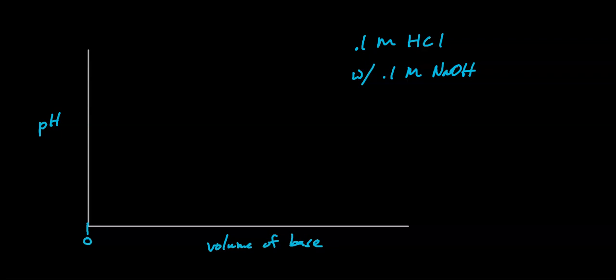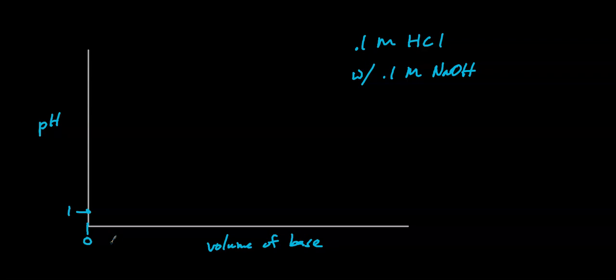Go ahead and calculate that value. So if you have 0.1 molar HCl, the concentration of H+ in that solution is 0.1. A negative log of 0.1 is 1. So the pH would be 1 there before any base is added. Now, how about this? As you add sodium hydroxide, what is going to happen to the pH of the solution? Well, since we're adding a base, the pH is going to go up.